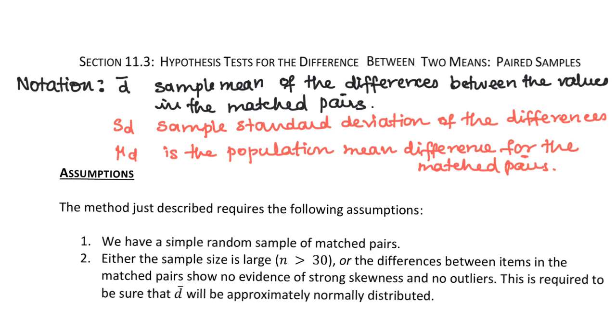D bar is the sample mean of the differences between the values in the matched pairs, and s d is the sample standard deviation of the differences between the values in the matched pairs, and mu d is the population mean difference for the matched pairs.